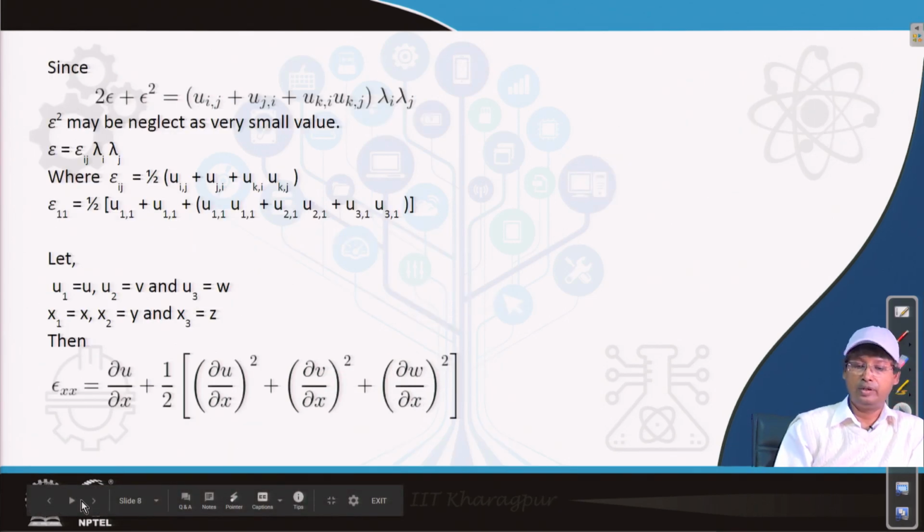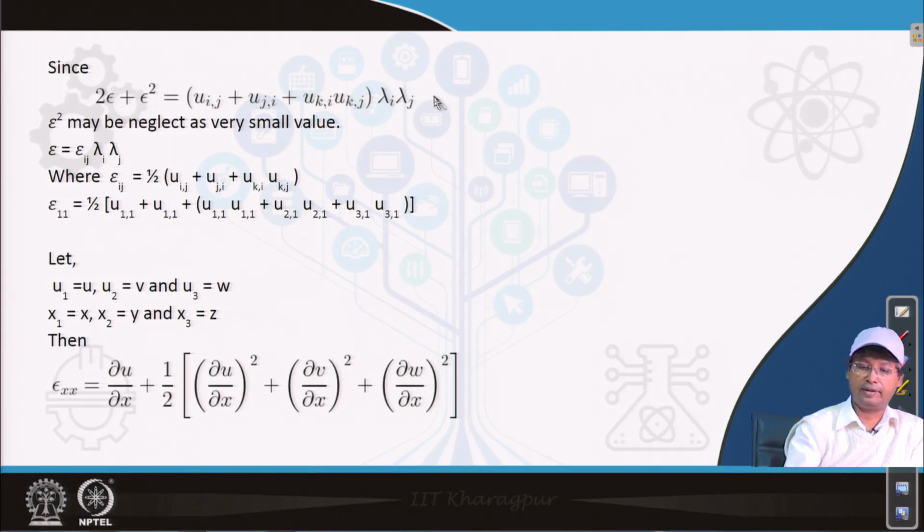Yes, this is what we have seen in our last slide. It is written in a very clean way. Now, epsilon square may be neglected as a very small value. Please consider this epsilon and this epsilon as same. These are two font problems only. So, if this is neglected, because very small terms if made square contribute very little, that is the reason it is neglected.